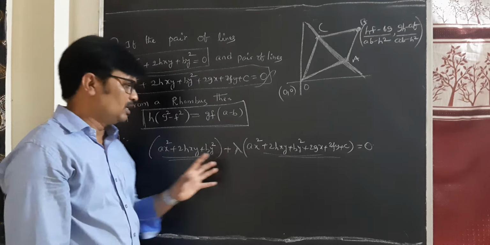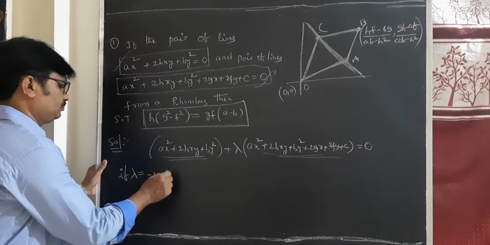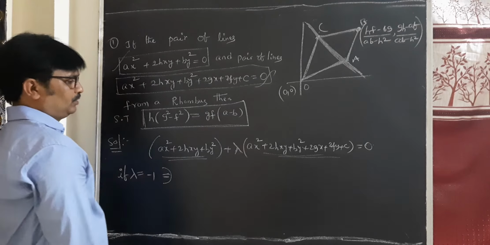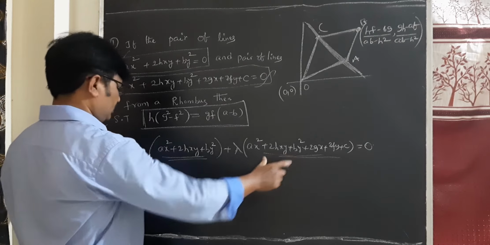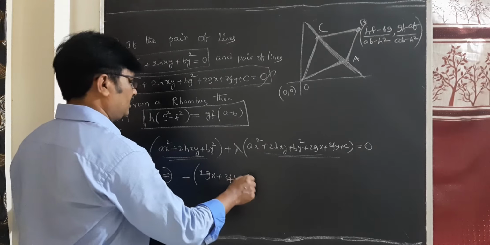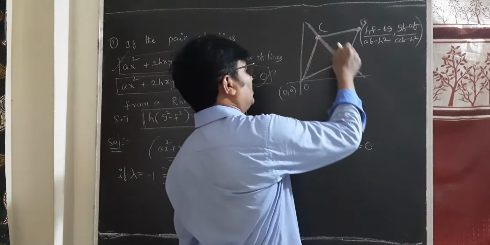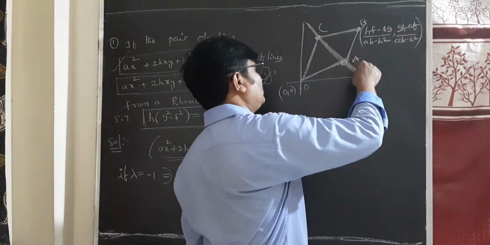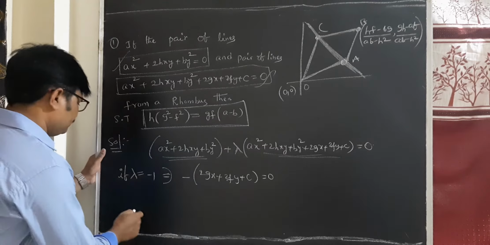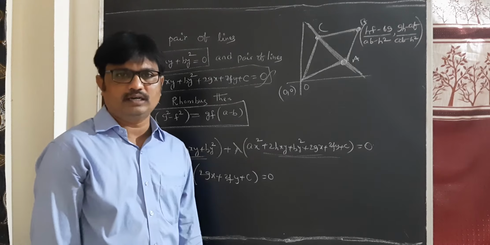Suppose we take lambda equal to minus 1. Undoubtedly the first three terms cancel, so we get minus of (2gx + 2fy + c) = 0. This is the equation of AC. It is always a first degree equation, that is a straight line. AC is a straight line.